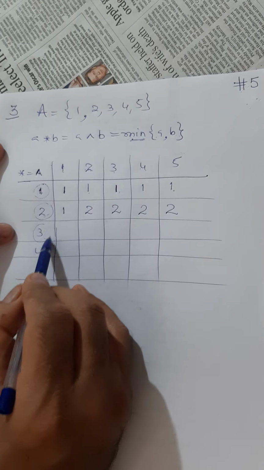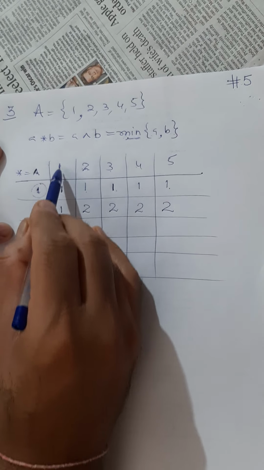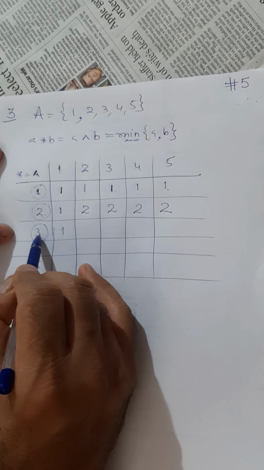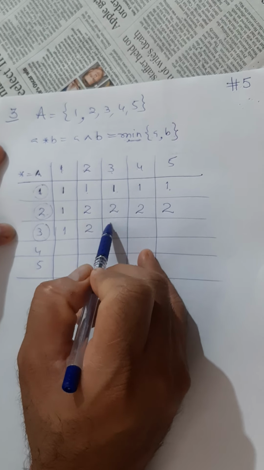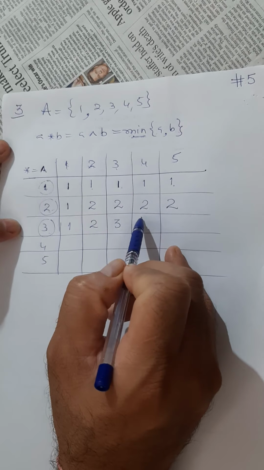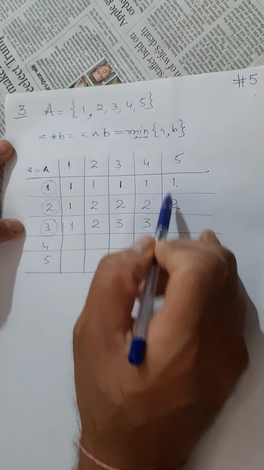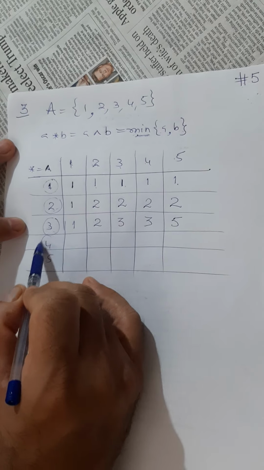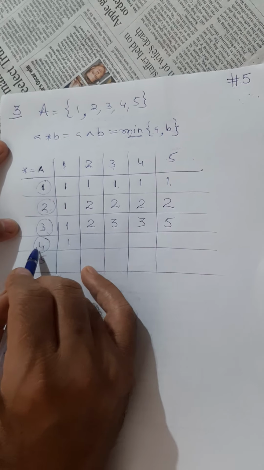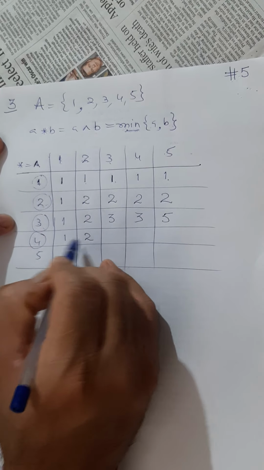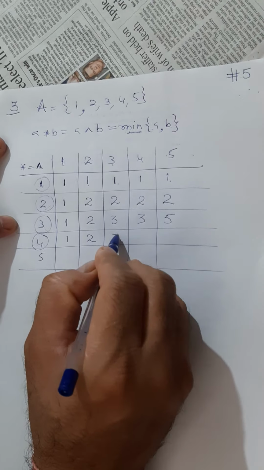Go to 3 with each of these. Minimum of 3 and 1, 1. Minimum of 3 and 2, 2. Minimum of 3 and 3, 3. Minimum of 3 and 4, 3. Minimum of 3 and 5, 5. Same way with 4 you take each of these. 4 asterisk 1, 1. 4 and 2, 2. 4 and 3, minimum is 3. 4 and 4, minimum is 4. 4 and 5, minimum is 4.